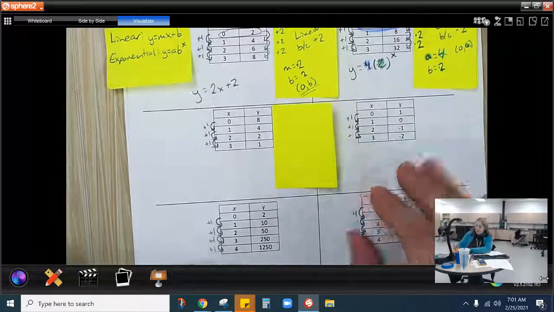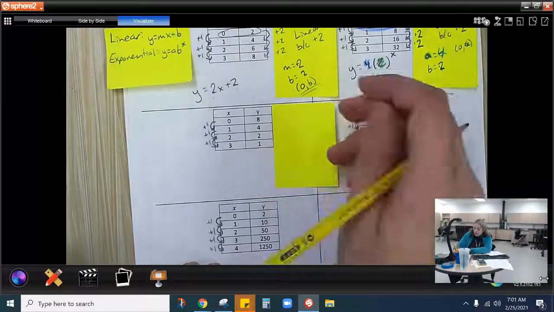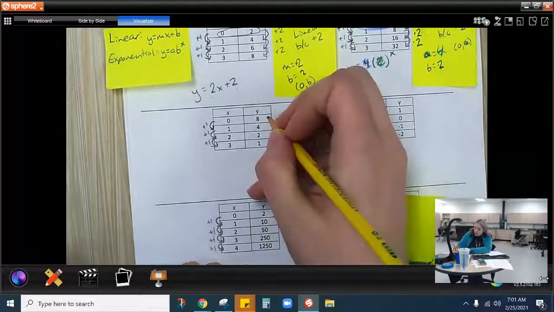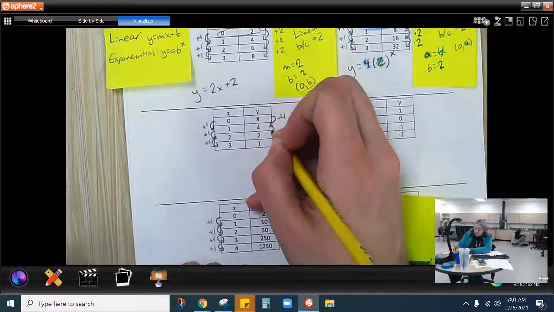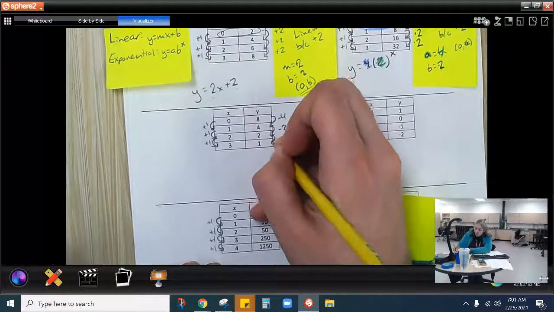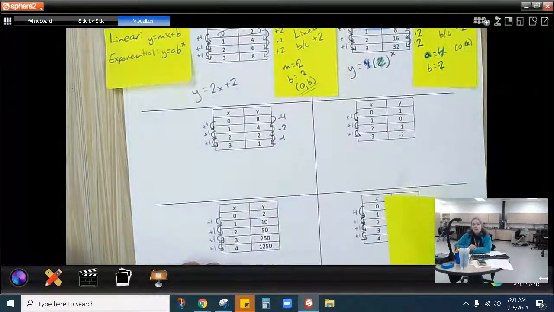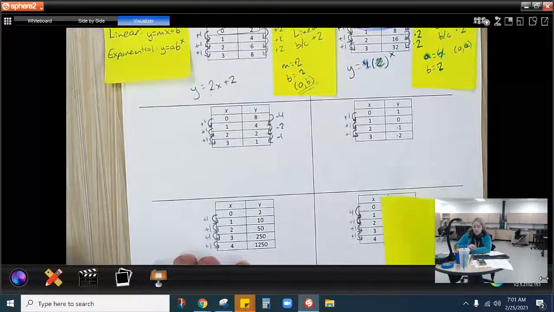All right. So for this one, again, I always start off with doing our addition. So to get from 8 to 4, we would minus 4. To get from 4 to 2, I would minus 2. To get from 2 to 1, I would minus 1. I'm not doing the same thing each time, so I know that this is not a linear.